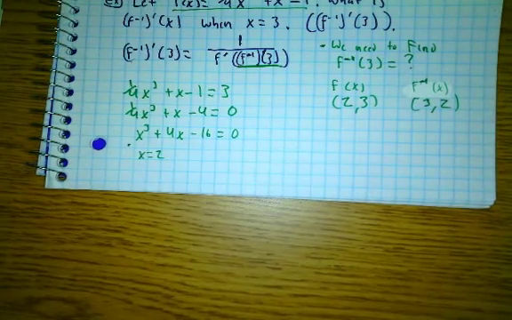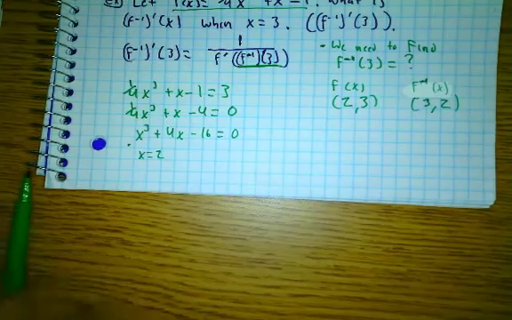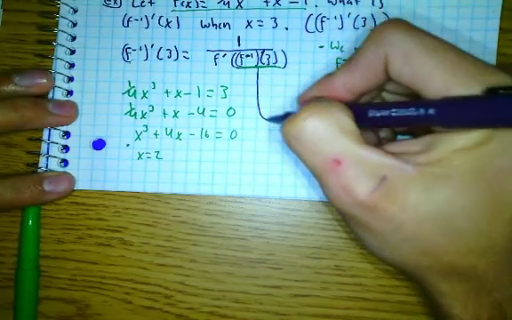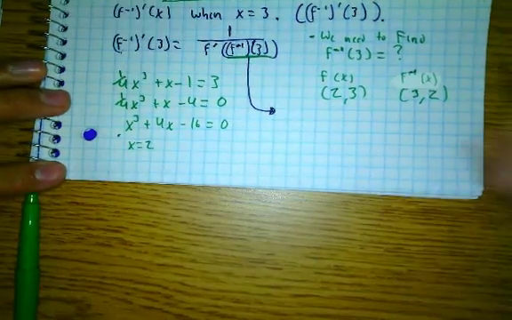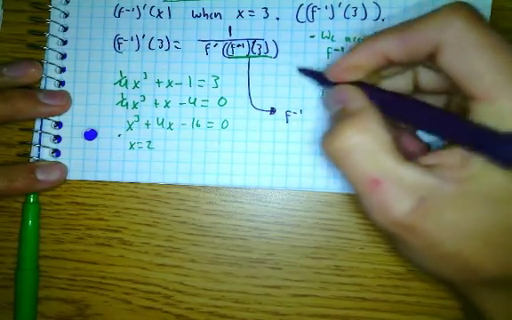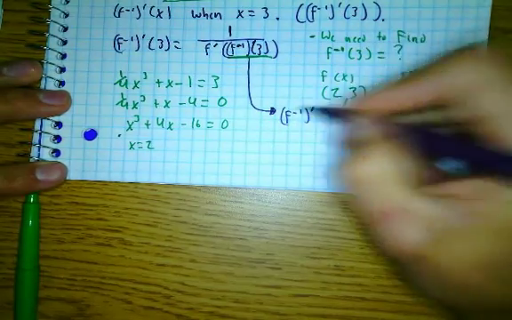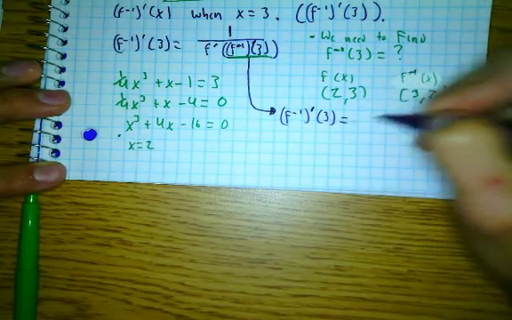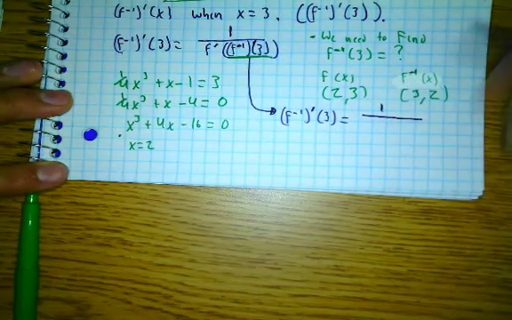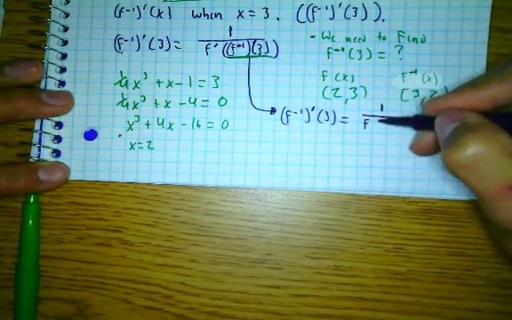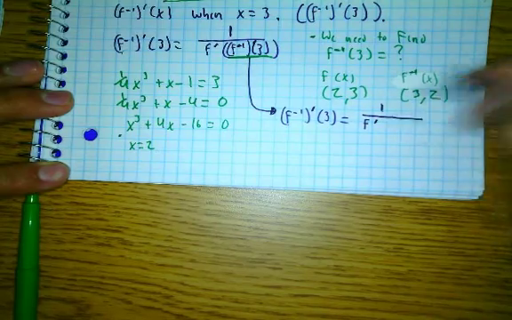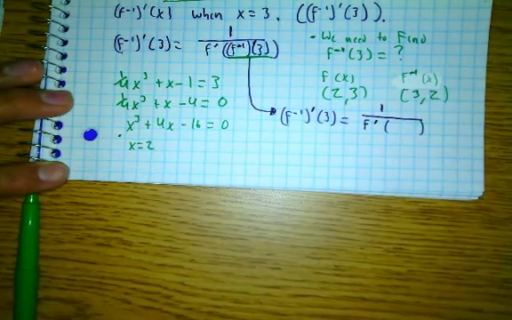Alright. Now I can finally get back to the problem. Okay, so I'm going to go down here and I'm going to continue the problem here. Inverse derivative of the inverse at 3 equals 1 over the derivative of f at what value? Do we know what this is equal to now?